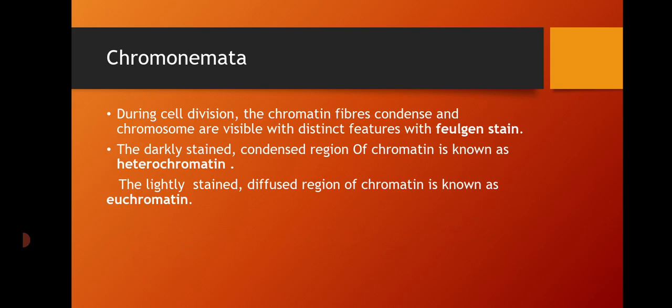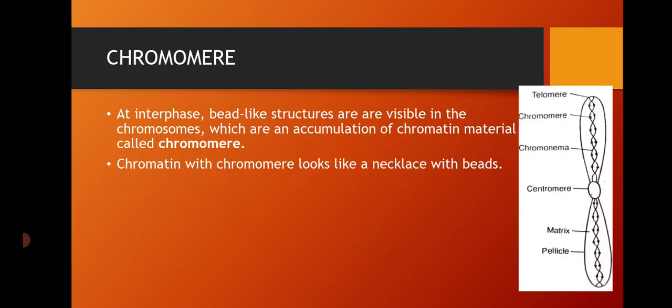The darkly stained condensed region of chromatin is known as heterochromatin. It contains tightly packed DNA, which is genetically inactive. The lightly stained diffused region of chromatin is known as euchromatin. It contains genetically active and loosely packed DNA. This phenomenon is known as heteropycnosis or differential staining.